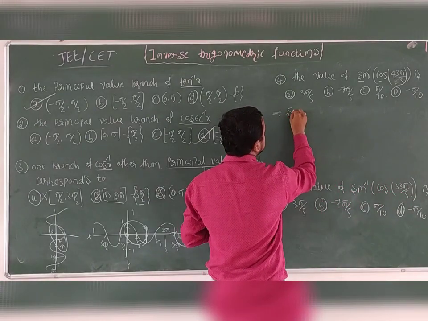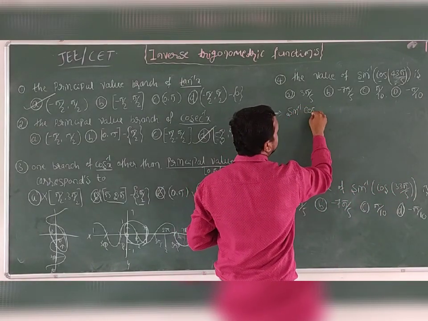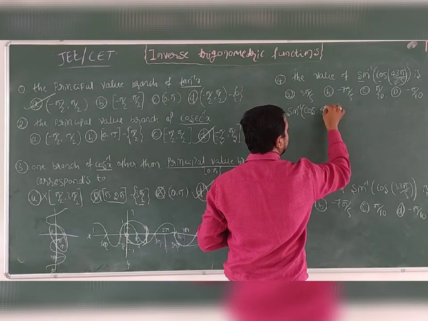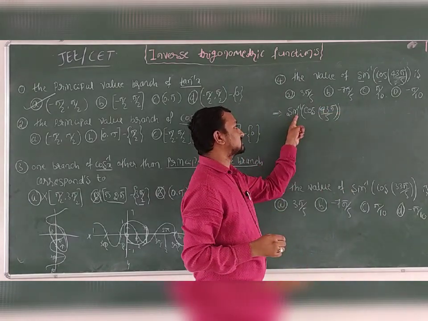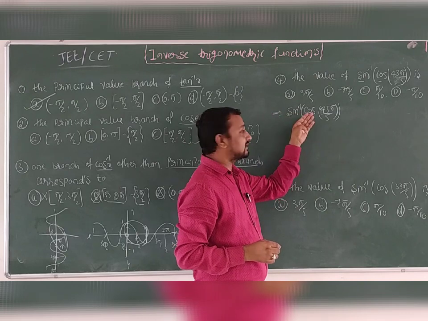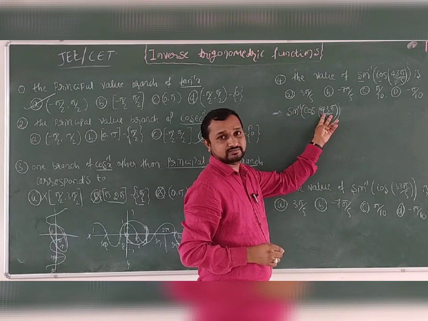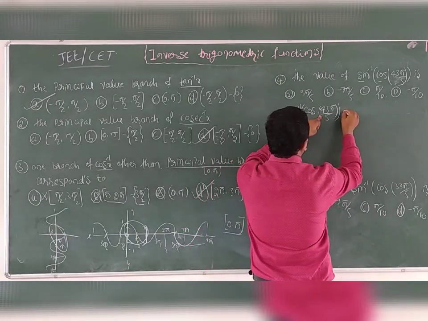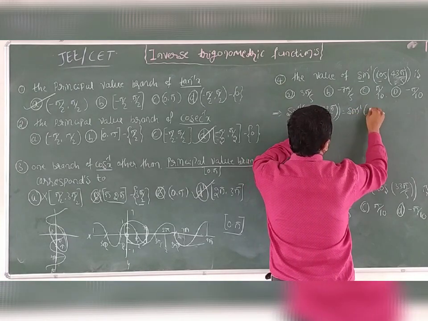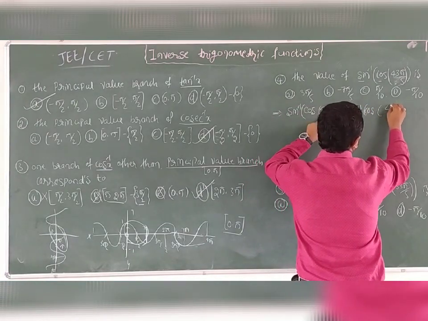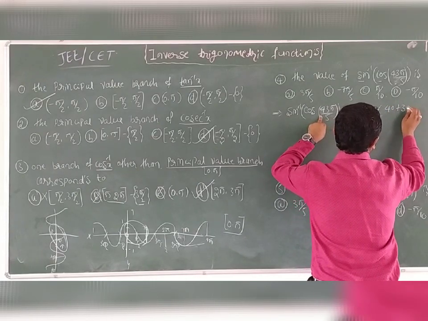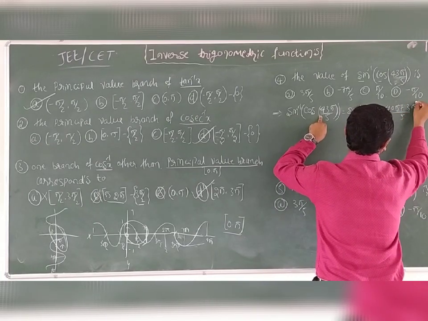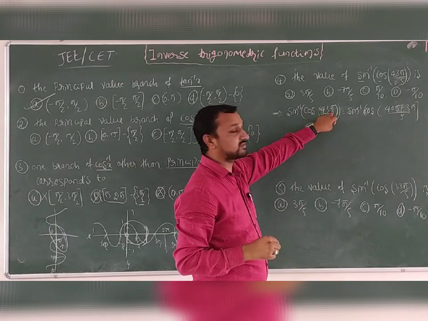Let us say sin inverse of cos of 43π divided by 5. Here sin inverse and the sin function in the bracket would automatically cancel, but it is a cos function, so first of all we solve this function. This is equal to sin inverse of cos of 40 plus 3, that is 45 plus 3π by 5.